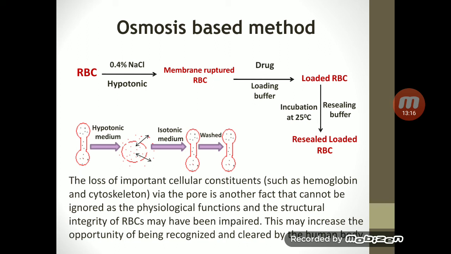The main disadvantage is the loss of cellular components or cellular constituents of the RBCs. Why? Because of the openings in the RBC membrane. This is one of the main disadvantages of the osmosis based drug loading method.